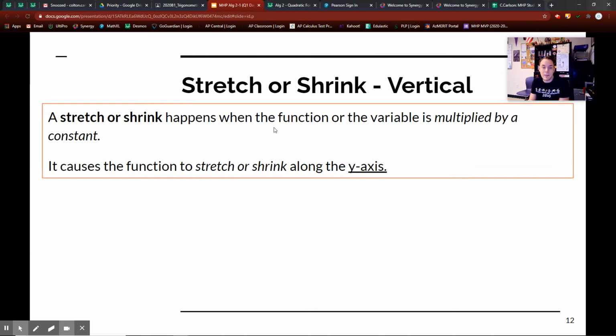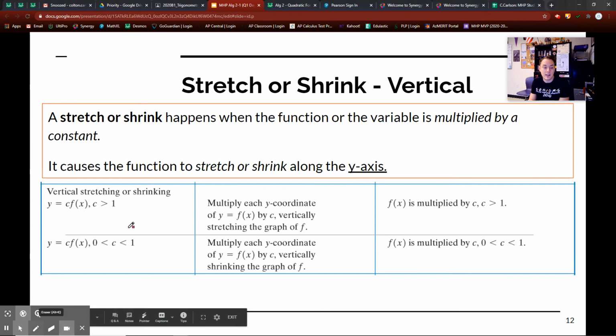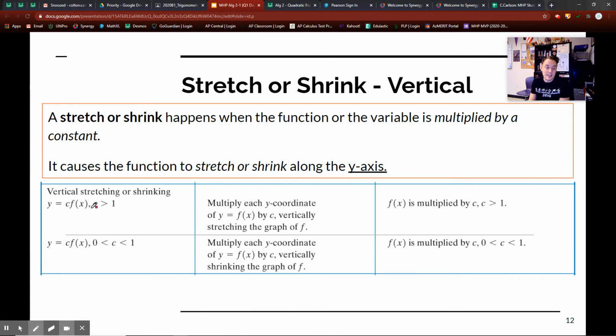A stretch and shrink happens when the function or the variable is multiplied by a constant. So it causes this function to stretch or shrink along the x-axis. So in this one, this c value, this number that's multiplied, is actually greater than 1. So in this example, it would be y equals like 3x squared. This would basically stretch the graph and make it fatter. So it would look something like this. Okay, it would almost be like a dome.